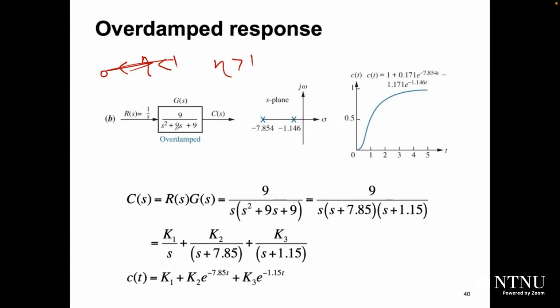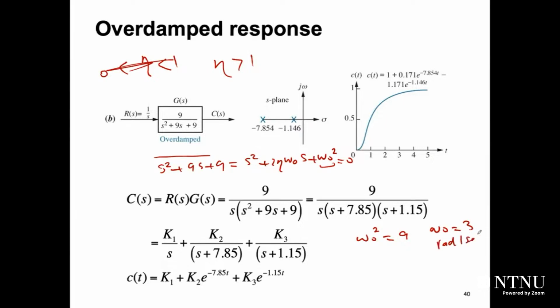We have this example: 9 divided by s squared plus 9s plus 9. If you want to compare this with the general form, the characteristic polynomial s squared plus 9s plus 9 corresponds to s squared plus 2 zeta omega 0 s plus omega 0 squared equals 0. By comparison, omega 0 squared is 9, so omega 0 is 3 radians per second.